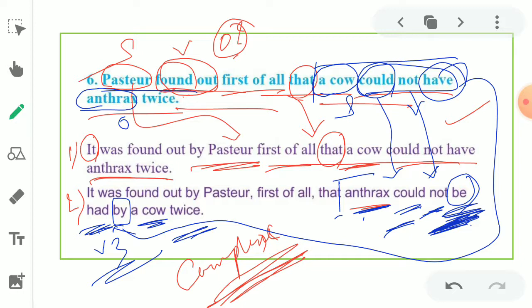But the authentic sentence is the second one. Most of the students have written it somewhere, I got confused, and most of the answers I marked as wrong. Keep in mind, you just check your notes. Okay, let's move on.